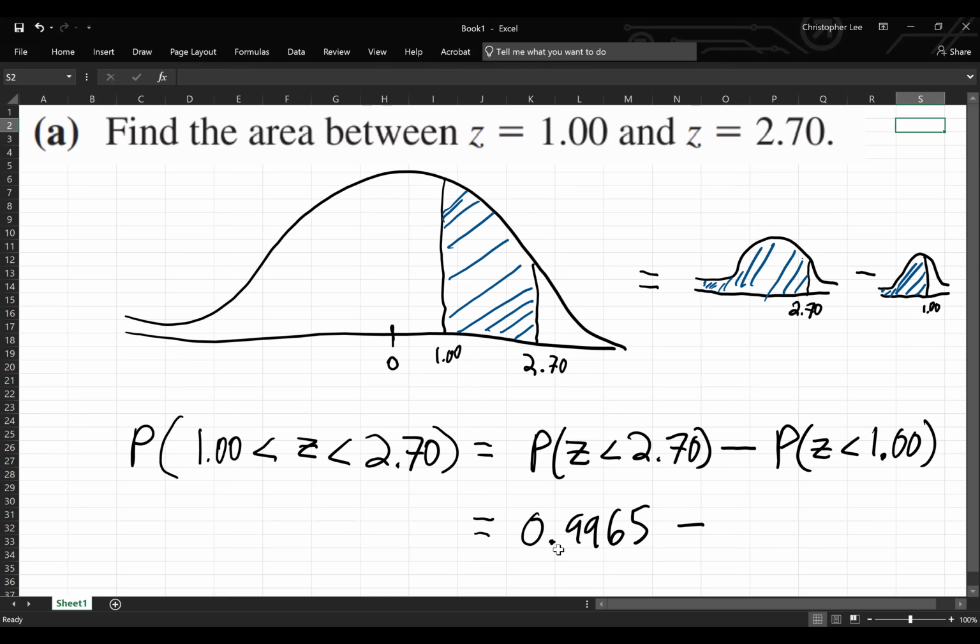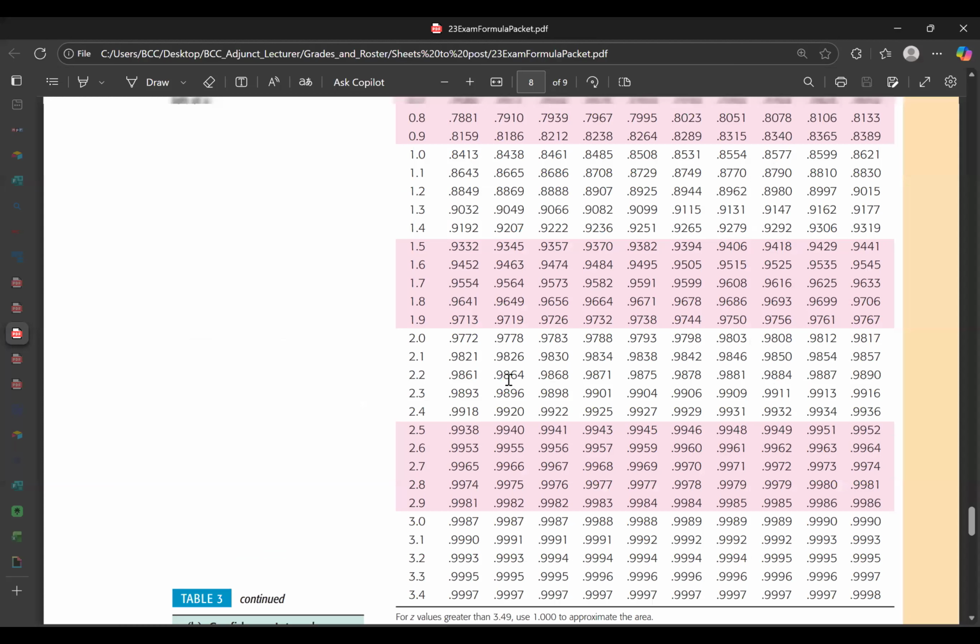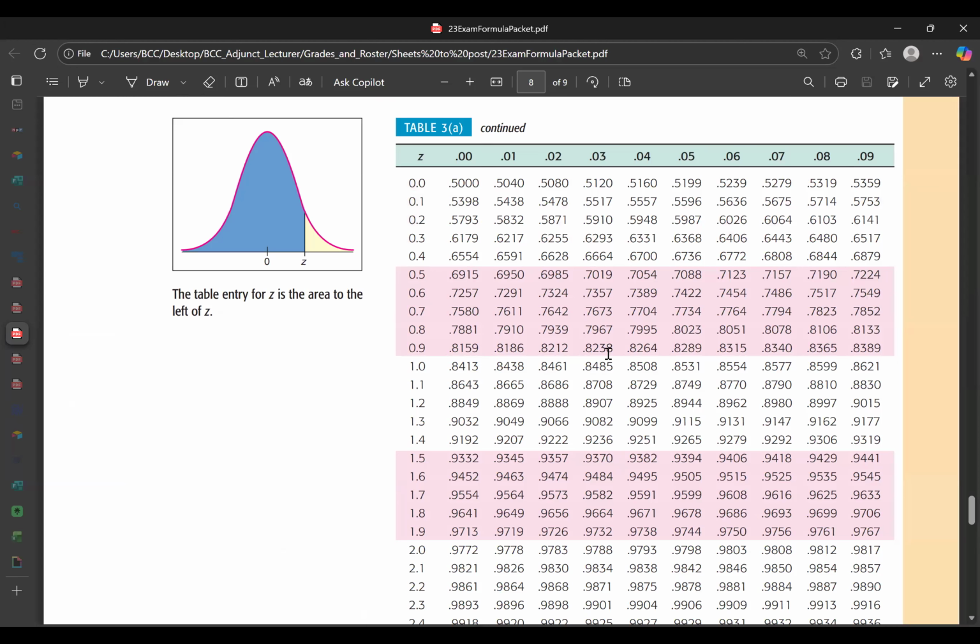What did you get? Am I supposed to go down to 1.0? No, look, 1.0 is right here, and the 0 up top tells you which column to look at. So what number did you get?